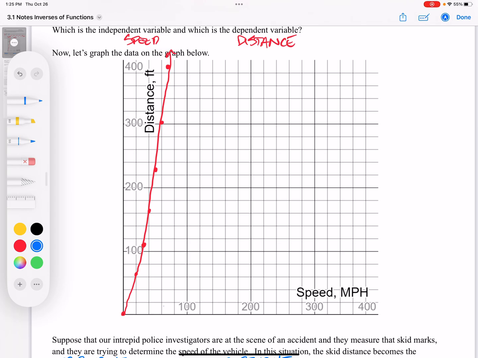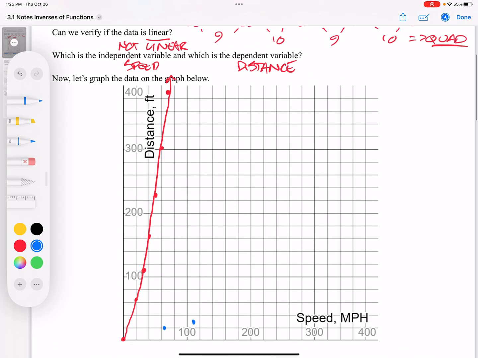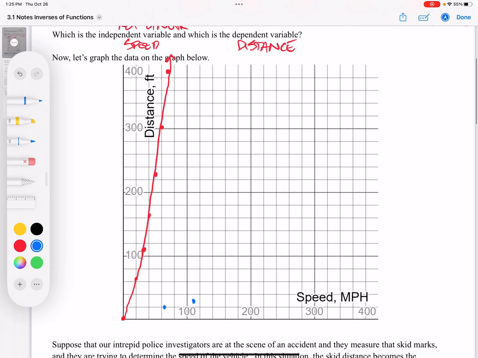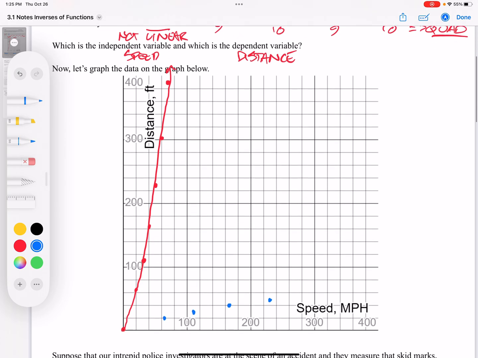And so we've got 63:20. We've got 109:30. We've got 164:40. We've got 229:50. We've got 303:60. And then 387 and 70. All right, so we've got those points, and we can connect them something like that.